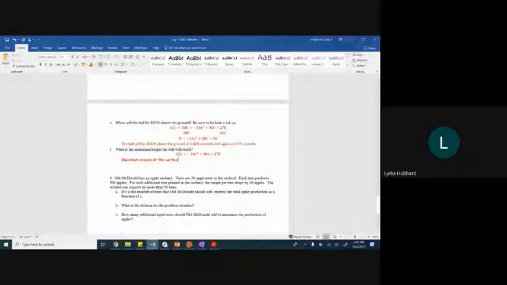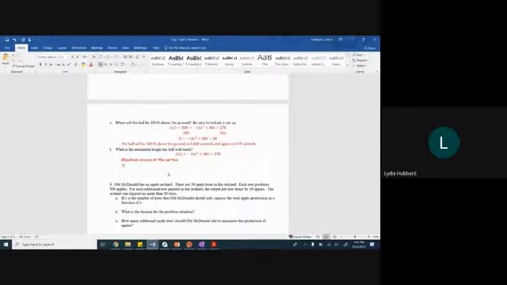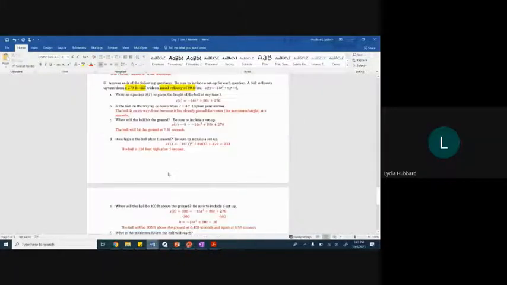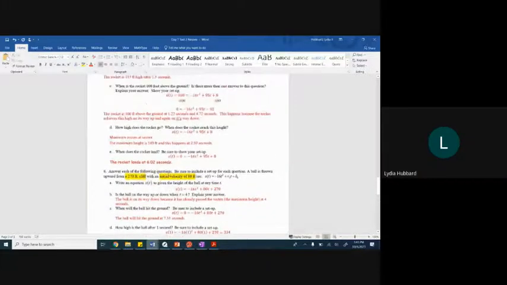But this didn't ask us when it occurred. So the maximum height is 370 feet. Make sure you're including units when you type this out. We started with feet, we need to end with feet.